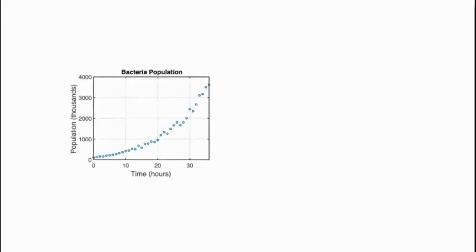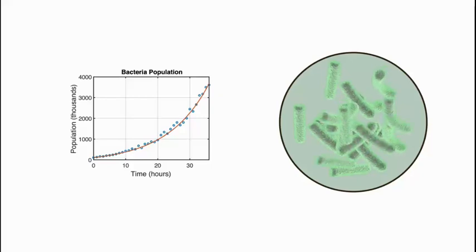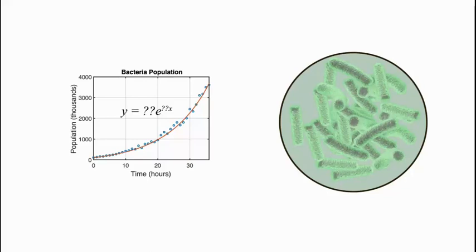To understand data, it's often helpful to fit a curve to it. Say we want to understand the growth rate or estimate the population of this flourishing bacteria colony. Our hourly population readings look exponential. But how do we fit an exponential model to our data?